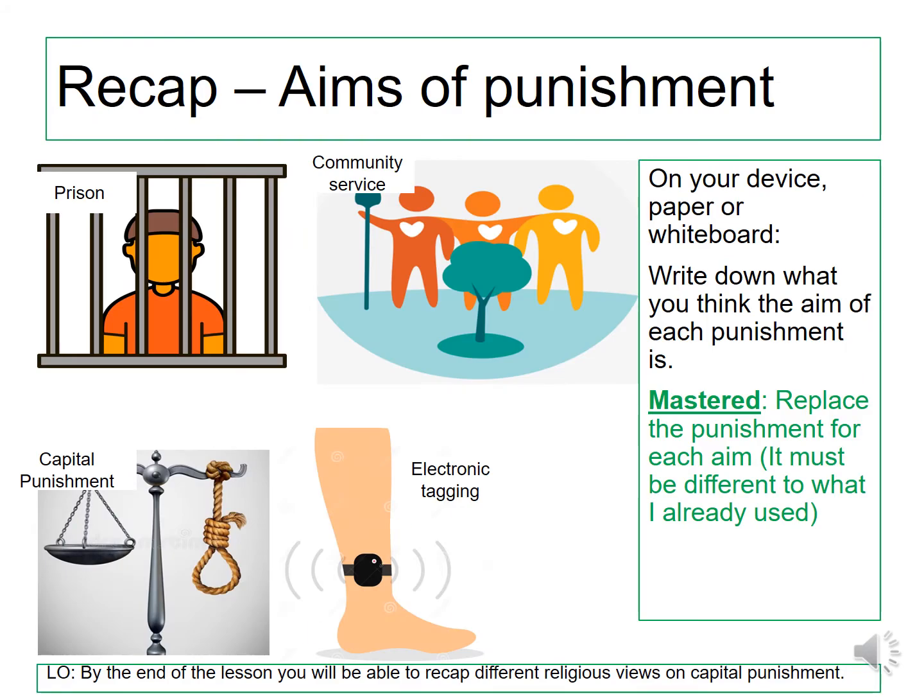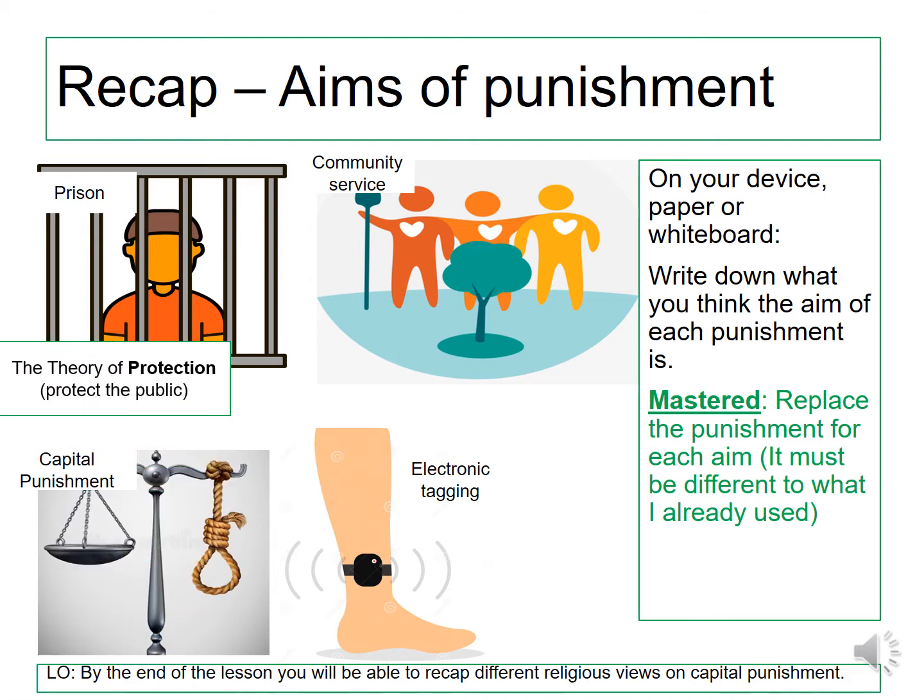So to recap then, the aims of punishment, you have got 4 methods of punishment on your screen. Can you, on your paper, device or whiteboard, write down what you think the aim of each punishment is? So pause the video now and tell me what the aim of prison is, community service, capital punishment and electronic tagging is. For example, prison might be used as a deterrence.